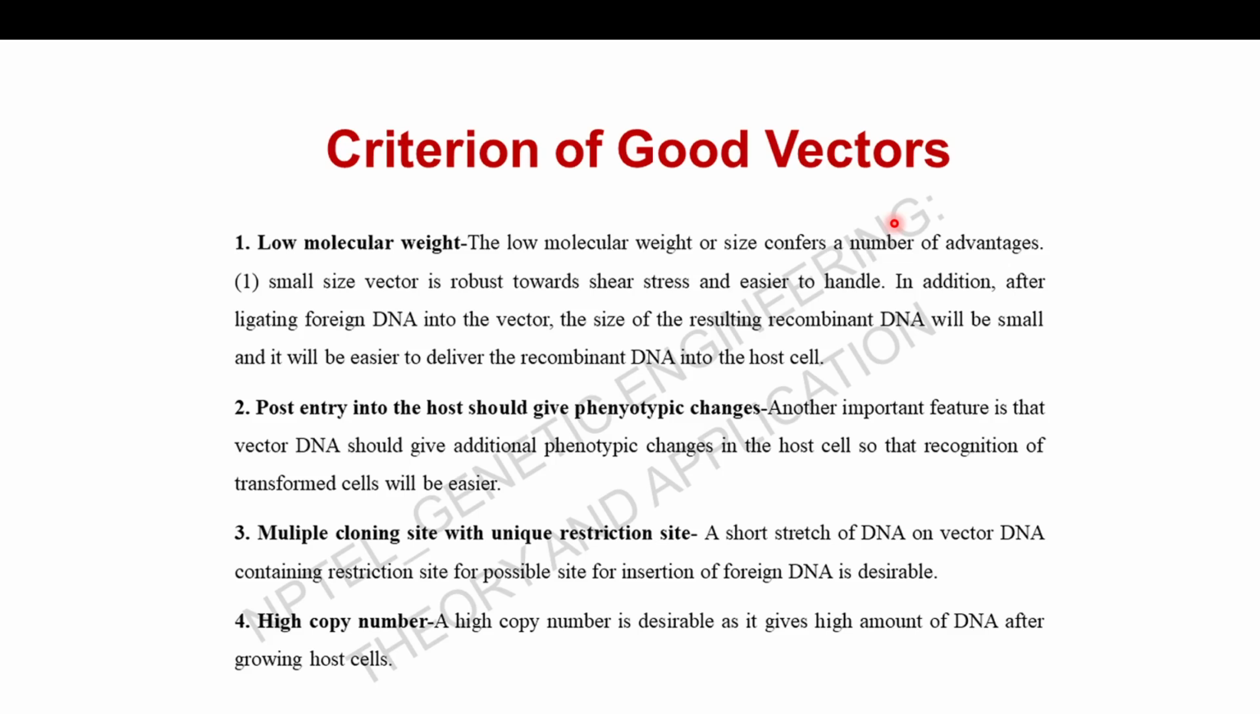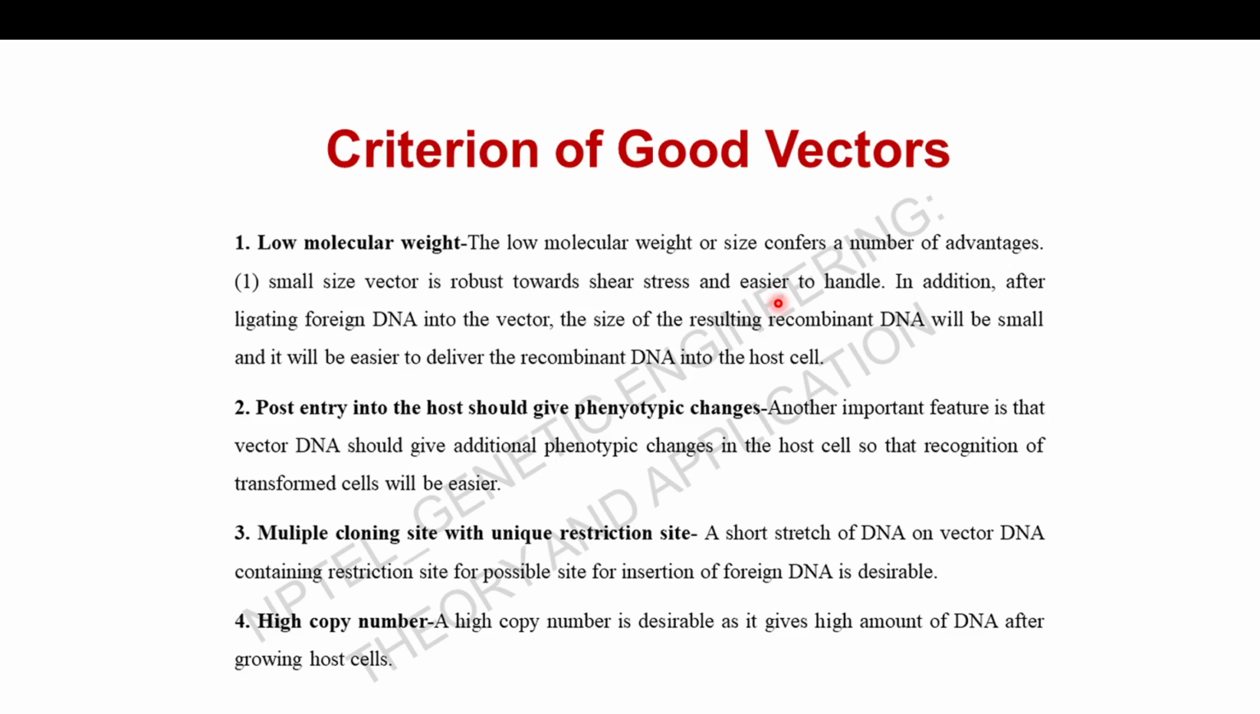Okay. Now we talked about cloning, ligating the molecule or gene of our interest into a suitable vector. Now what actually makes a vector suitable? What are the characteristics of a suitable vector? So it has to have a low molecular weight or size. Due to its small size, a small sized vector is robust towards shear stress, and it's easier to handle during isolation of plasmids also.